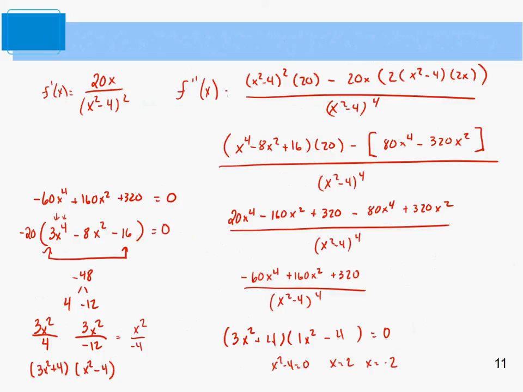What do I know about 2 and negative 2 for this function? They're the vertical asymptotes, right? Can't have points of inflection at a vertical asymptote, right? So it has no points of inflection. All of that to determine that it has one relative minimum that we already knew and no points of inflection.